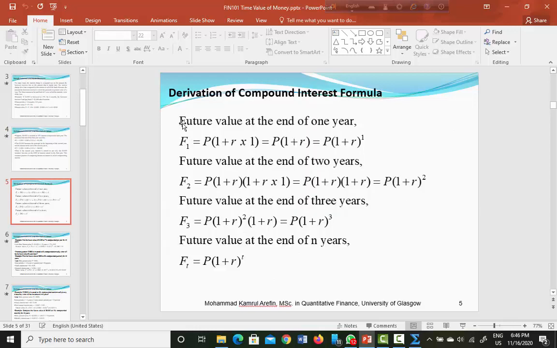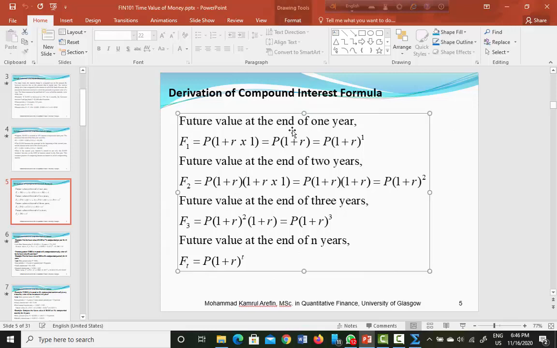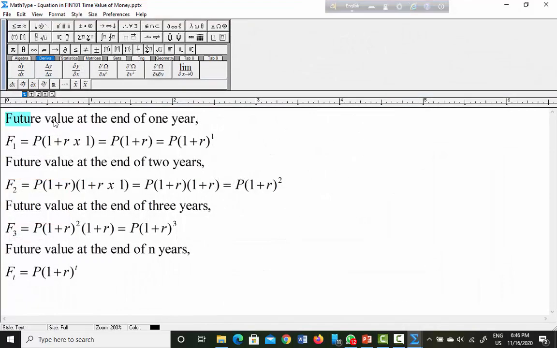So for example, future value of any amount after 1 year. Suppose you invest money using simple interest, it's not compound. Compound interest means interest will be charged or paid not only on the principal amount but also on the accrued interest. For example, future value at the end of 1 year.